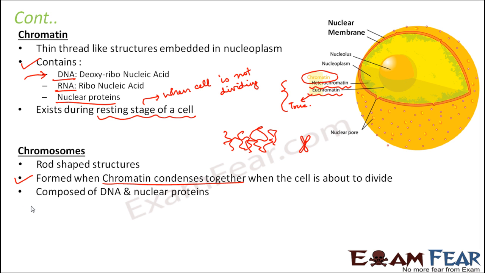Here the chromosome is made up of DNA and nuclear proteins, and DNA is the hereditary material, so it contains the genetic information. It also contains information for inheritance; that's what decides what your similarity will be with your father and what your similarity will be with your mother. It is through this DNA that those genetic traits come to our body.